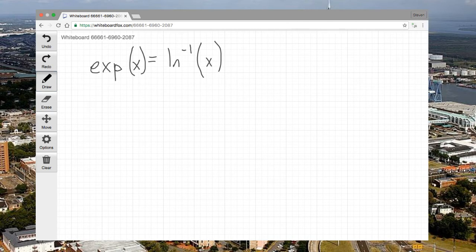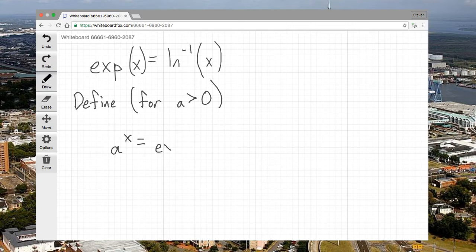Well, let's actually define it. So we'll define, and we'll have to limit ourselves to positive values of a here, a to the x to be the exponential function of x times the natural log of a. Now, what does that do for us? Well, it does a couple of things.